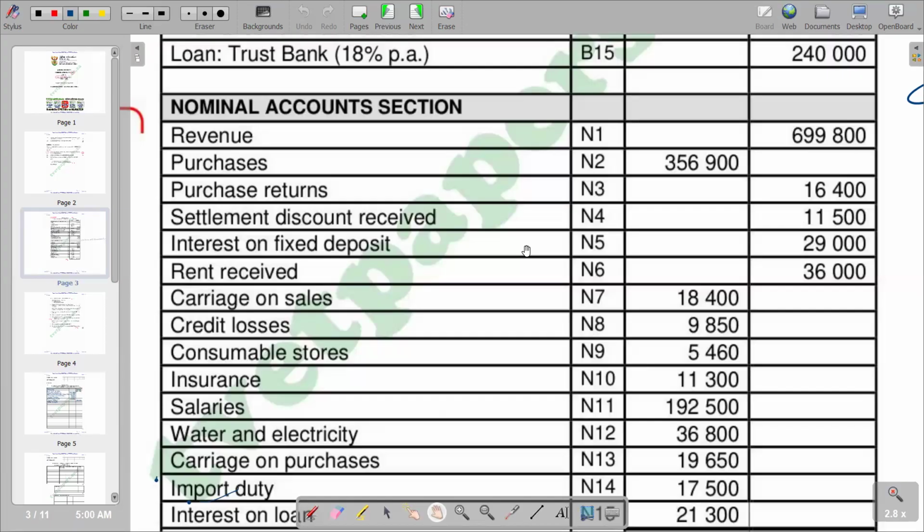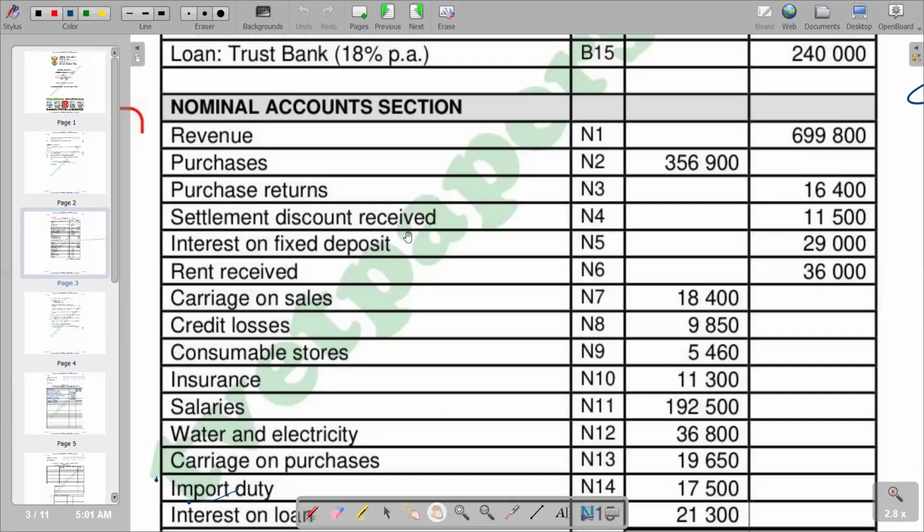With that, we are complying with what we call the matching principle, or the accrual principle, whereby we are trying to match expenses to our revenue, our income, in the same financial period. So this is what we have. The 29,000 for interest on fixed deposits represents what was received, but it doesn't mean it's what is supposed to belong to the period.